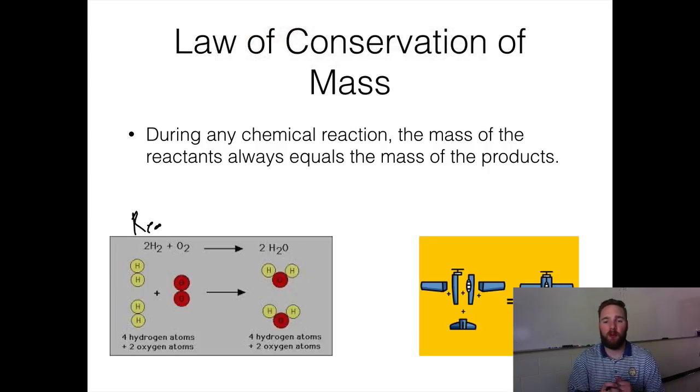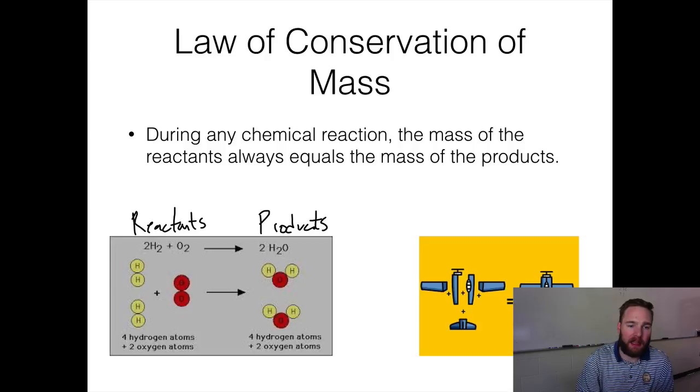So during any chemical reaction, the mass of the reactants is always equal to the mass of the products. Anything that we start with in a chemical reaction we call the reactants, and anything we finish with is called the products. So the reactants are always going to be on the left, the products are always going to be on the right. And I like this airplane drawing as well because it says the same thing, right? What we start with, though it may be in a different form here, is what we finish with. All those parts on the airplane on this side are here, but it's just a finished product.